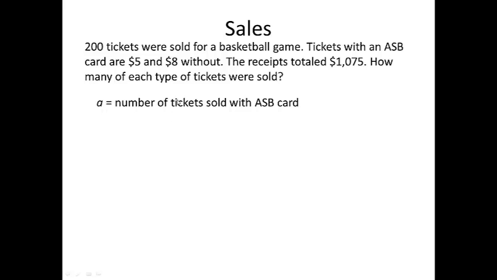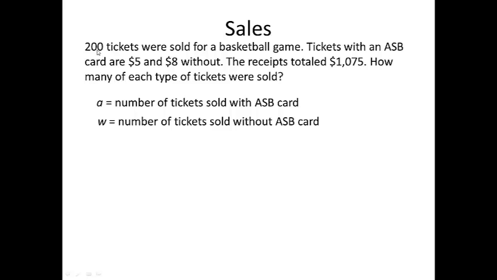If you put A as ASB, you might get mixed up later on in the problem, like how much they cost, $5, and you can get all mixed up. So if you tell yourself that this is the number of tickets, you're not going to get lost, and you're going to be able to look back up here. I'm going to put W is without, the number of tickets sold without an ASB card.